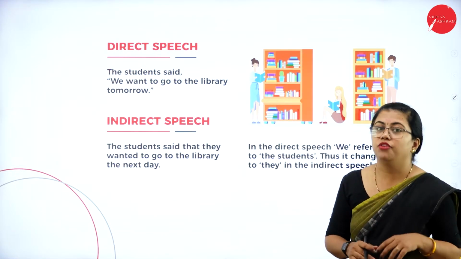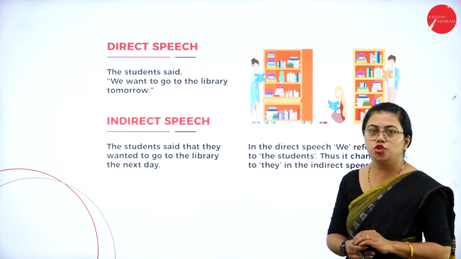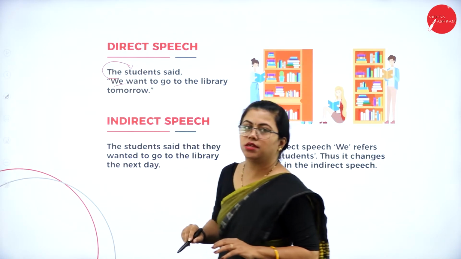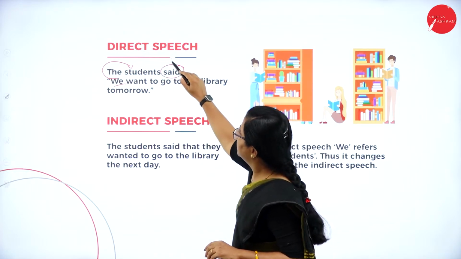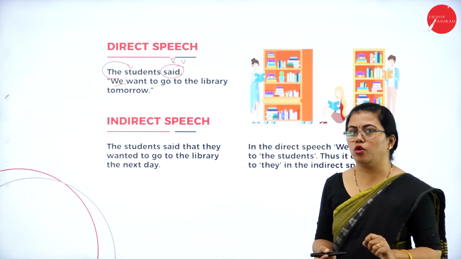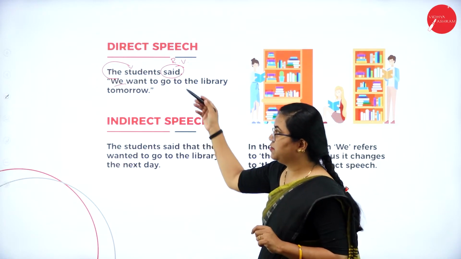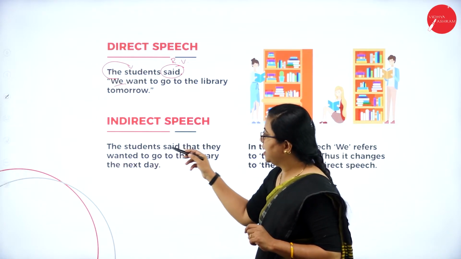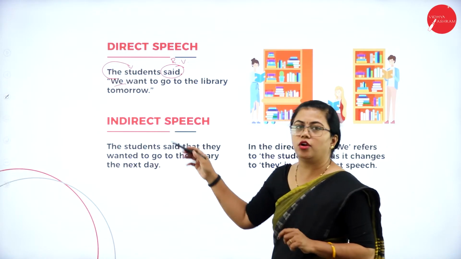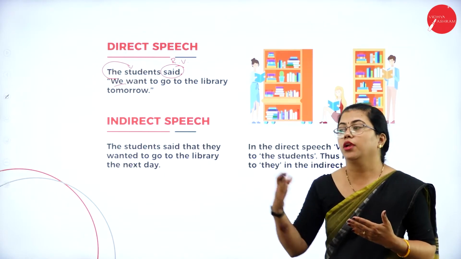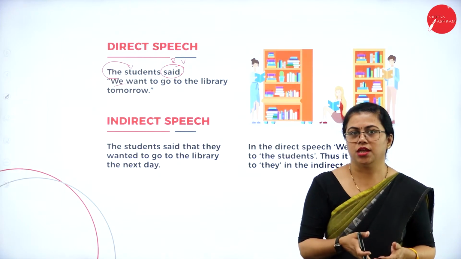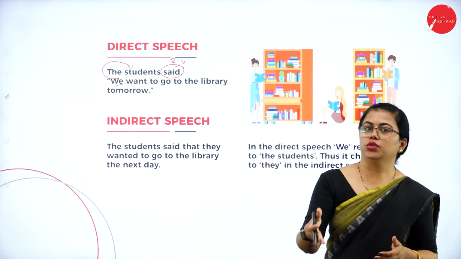The student said, we want to go to the library tomorrow. So here, we refers to students. Reporting verb is said. Fine, you need to concentrate on reporting verb also. Okay, so when you change this to indirect speech, the student said that, so comma is replaced by that. They wanted to go to, we are not talking about we wanted to go to, we are talking about the students. We are talking about somebody else who is not here in our conversation. Fine, so they wanted to go to the library.